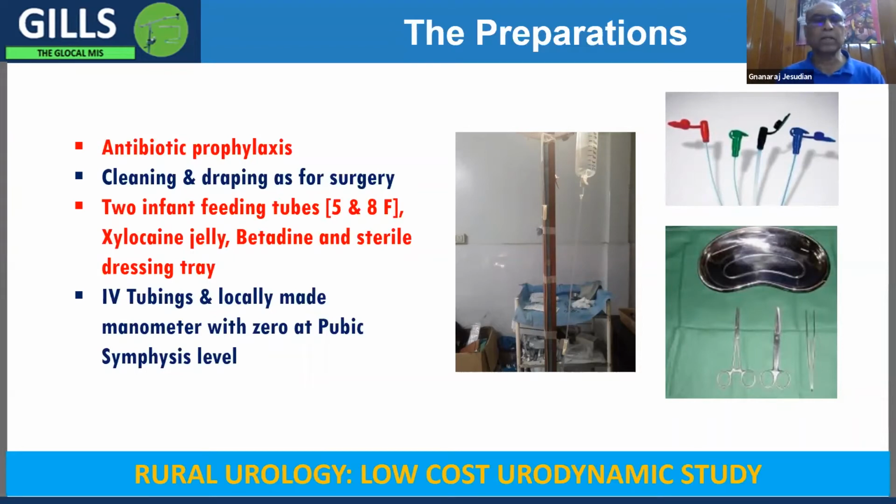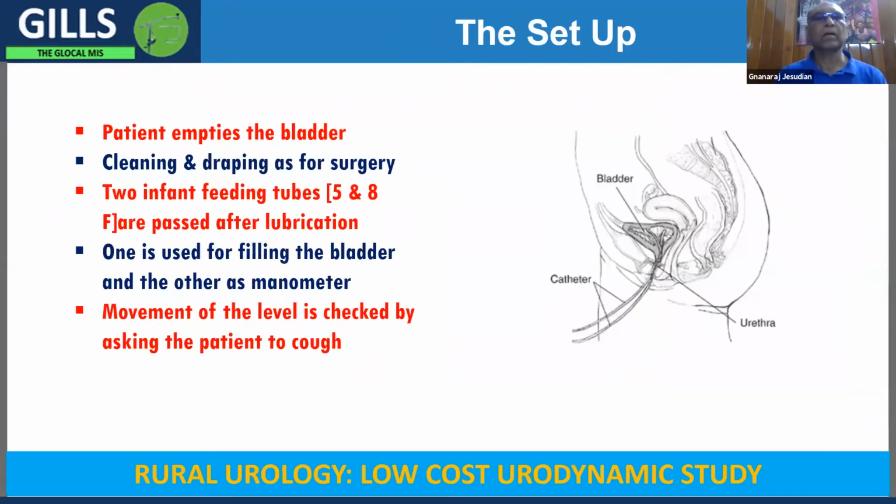For use as a manometer, an IV tubing is used, and as shown in the picture here, measurement is done in centimeters of water, and the level in the IV tubing is observed. Because you need to start at 0, the zero level is generally taken as the level of the pubic symphysis. Before starting the procedure, the patient empties the bladder. Then, as I said, you need to clean and drape as per regular surgeries.